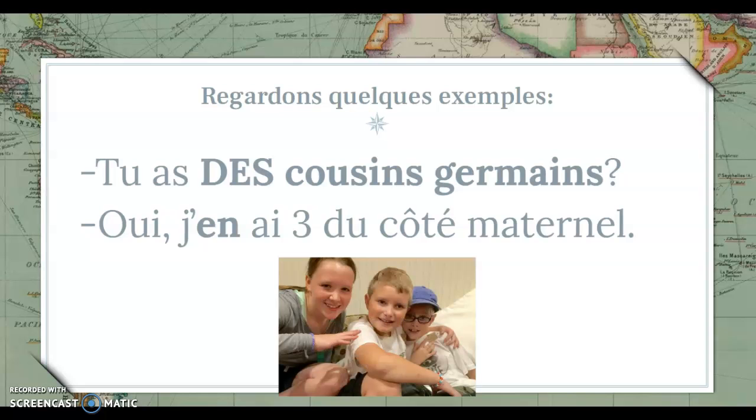Tu as des cousins germains? Des cousins germains, right? Des is my partitive here. Do you have any, right? Cousins? Des cousins germains? Oui, j'en ai 3 du côté maternel. Le côté maternel, we saw, means on my mother's side.